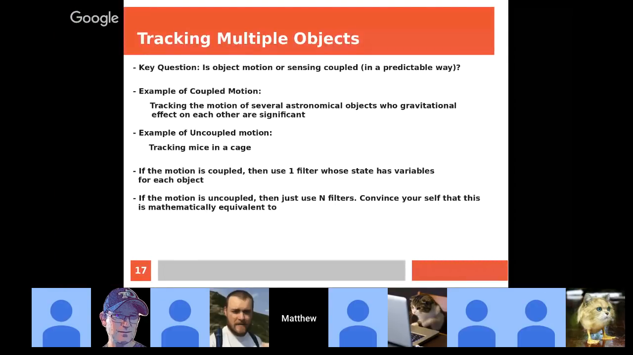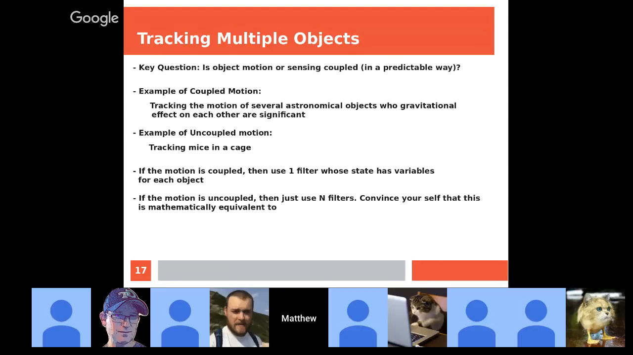All right, back to the regular scheduled programming. So if the motion is coupled, you have to use one filter whose state has variables related to each of the objects. That's important because in your motion model, you need to use all of those state variables to calculate the coupled motion. If the motion is uncoupled, meaning you have a model where the motion doesn't depend on the other objects, then just use n filters. One of the reasons we ask you to implement these as objects is it's very easy to instantiate n objects and just have all of those filters running independently.